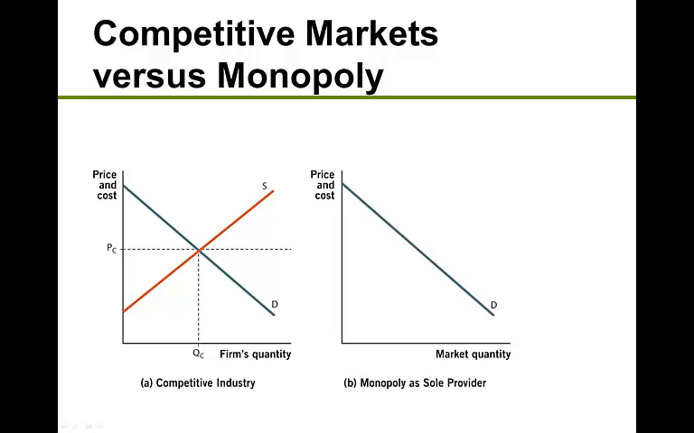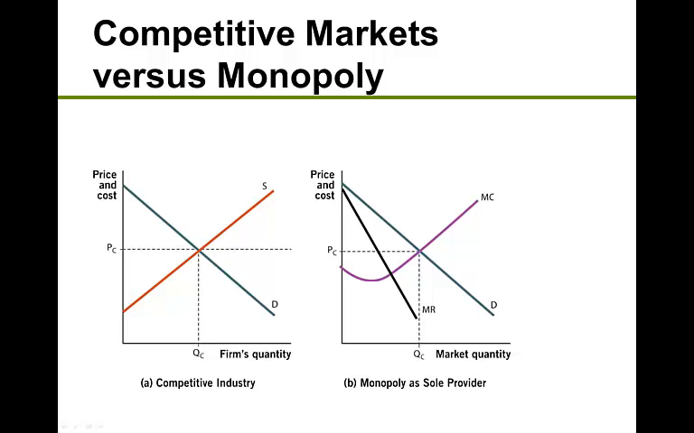So if we looked at a monopolist setup, here's our demand curve, our marginal revenue curve, and marginal cost. If this were a competitive market, the firm would produce here, the place where marginal cost crosses the demand curve.